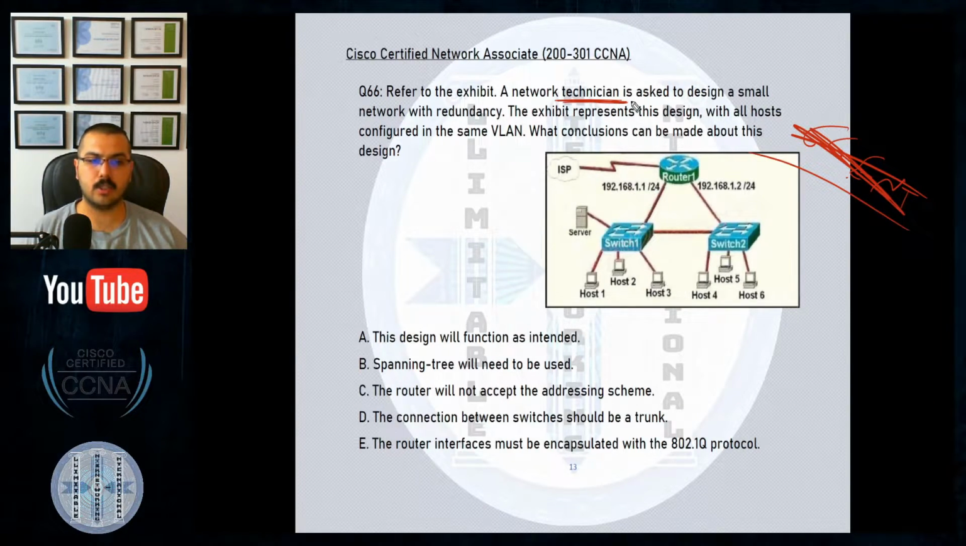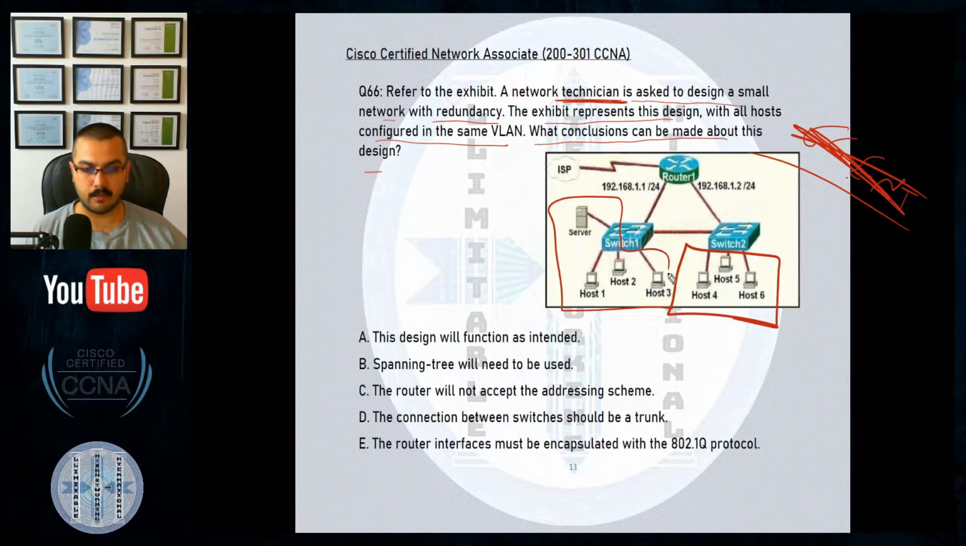Okay, a network technician is asked to design a small network with a bit of redundancy. It represented this design with all hosts configured in the same VLAN, no problem. What conclusions can be made about this design? Okay, let's see. So those three guys are in the default VLAN number 1. Those four guys are in the default VLAN number 1. So all 7 of them are the same. No VLANs, only the default VLAN.